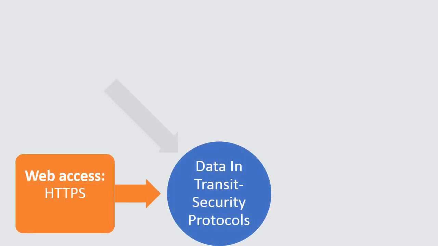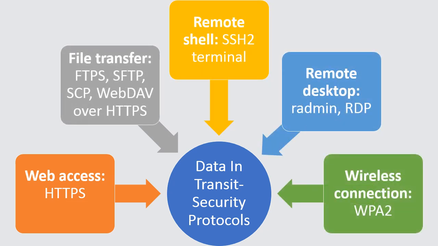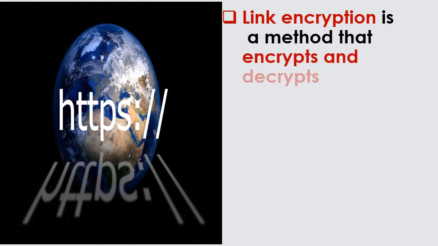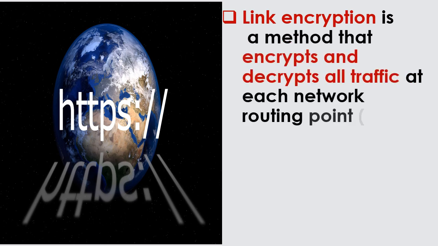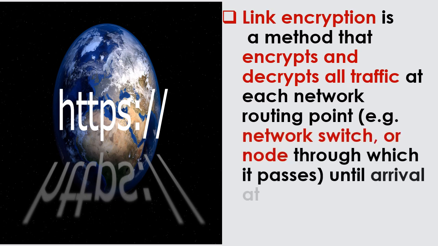Some leading security protocols used to protect data in transit: Web access, HTTPS. File transfer, FTPS, SFTP, SCP, WebDAV over HTTPS. Remote shell, SSH2 terminal. Remote desktop, RADMAN, RDP. Wireless connection, WPA2. Link encryption is a method that encrypts and decrypts all traffic at each network routing point, e.g. network switch, or node through which it passes, until arrival at its final destination.